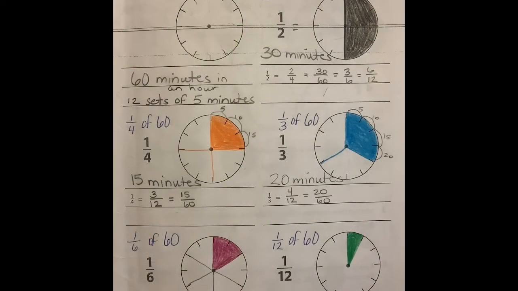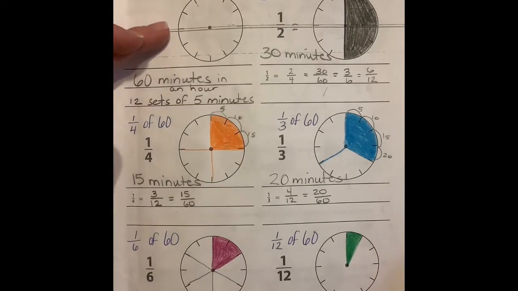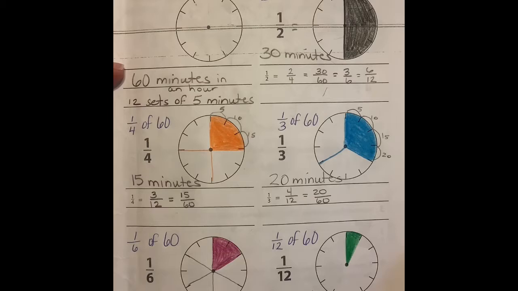In your math packets from Unit 2, this page 34, Fractions on a Clock Face, was completed as a class. This is a great reference page when you are adding and subtracting fractions using the clock model. Really quickly to go through what you see here: we have one whole, which is obviously 60 minutes in an hour, or 12 sets of 5 minutes.